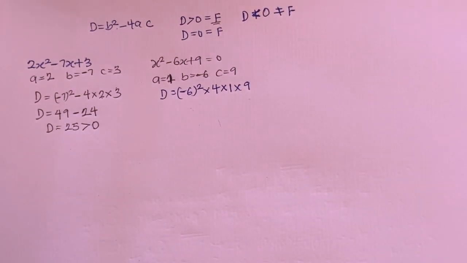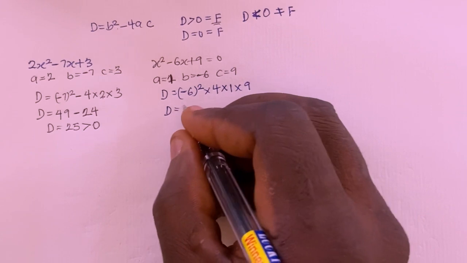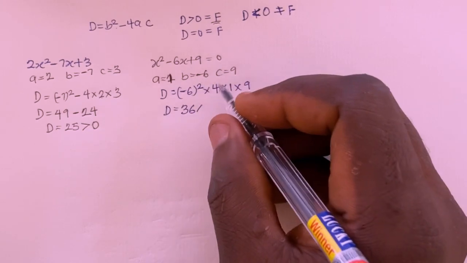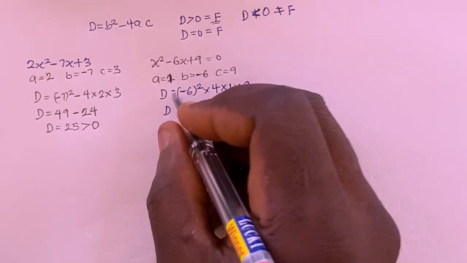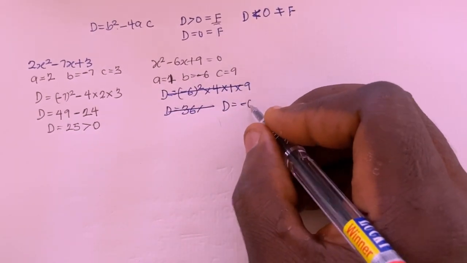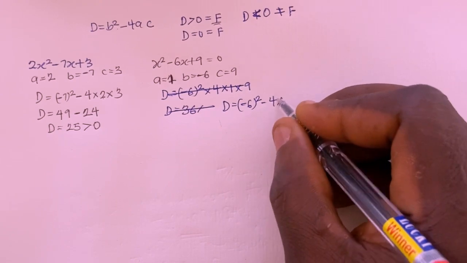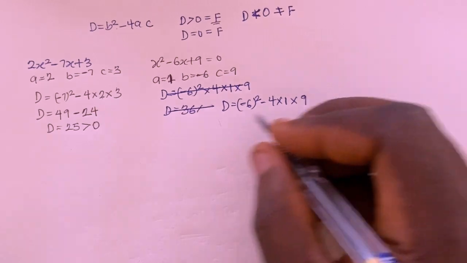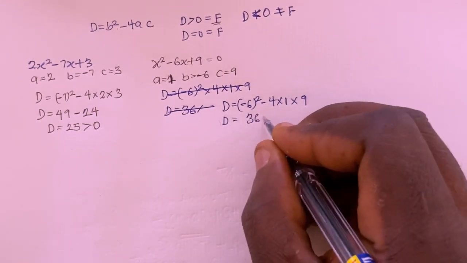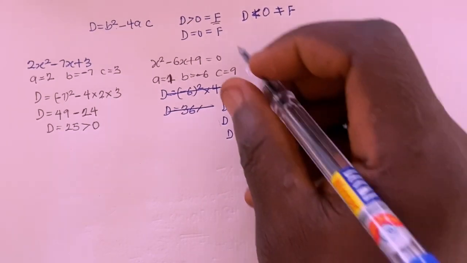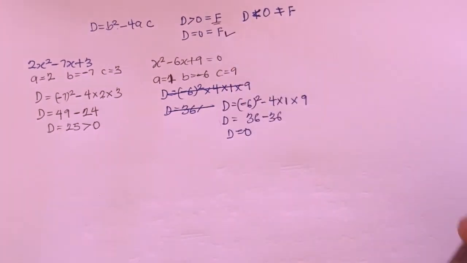So here we're going to have D equals 36 multiplied by 36. Sorry, there's a mistake here. I should follow this expression, which is actually D equals b, which is minus 6 all squared, right? Then minus 4 multiplied by a, which is 1, and c, which is 9. So here D equals 36 minus 36, so our D is equal to 0. And whenever D is equal to 0, it is factorizable. So this is also factorizable. Then let's move to the next equation.